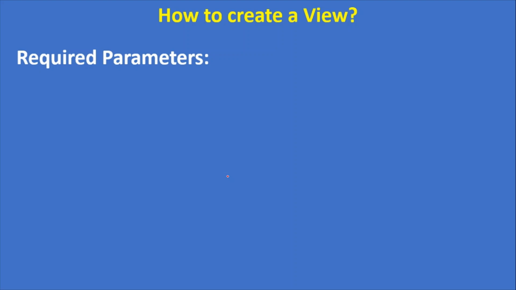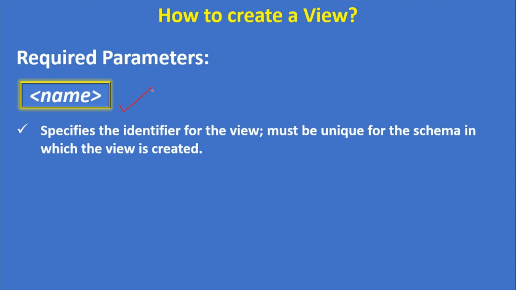Let's see the required parameters. The first one is the name. We have only two required parameters. The name specifies the identifier for the view. It must be unique for the schema in which the view is created. So the name is unique schema-wise, and you have to specify the identifier.